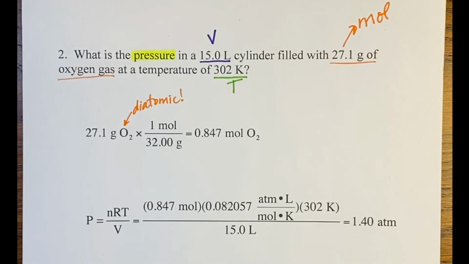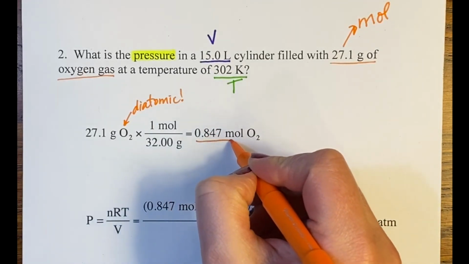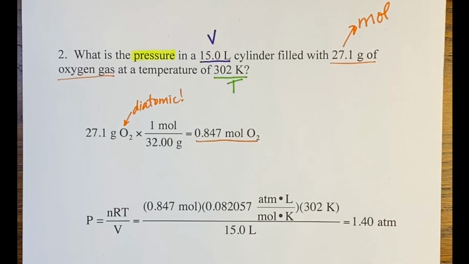Don't forget that oxygen is one of your 7 diatomics. Also make sure you remember your diatomics, because 5 of the 7 diatomics are gases. That's going to be very important as we continue to go through ideal gas law problems, so that when we do the conversion for our mass of oxygen to moles, we get 0.847 moles of oxygen gas.